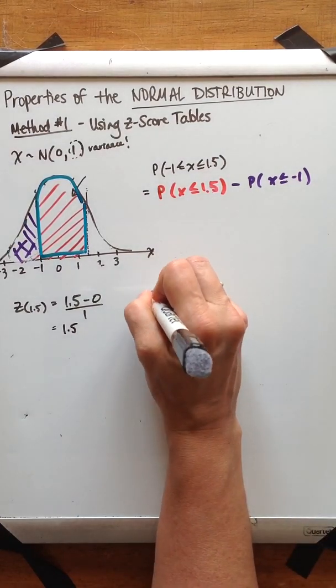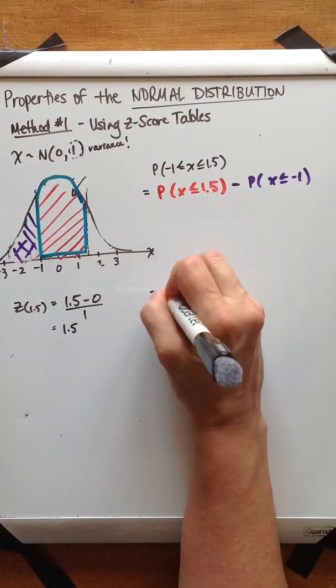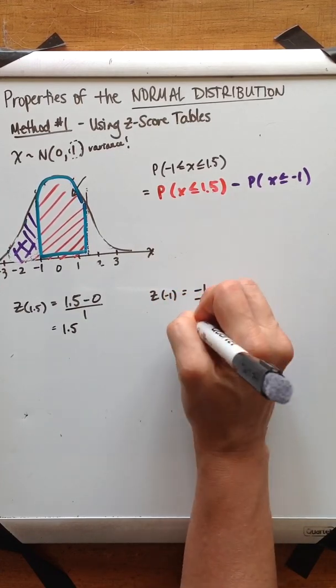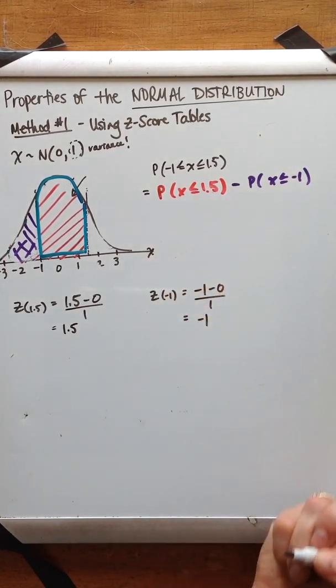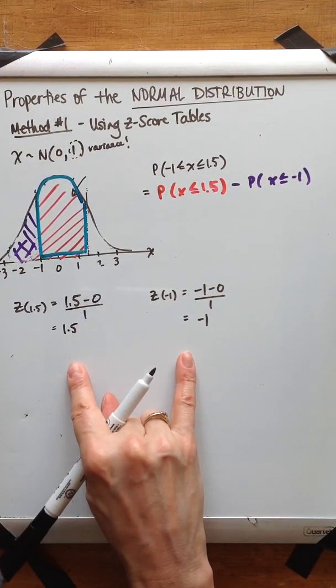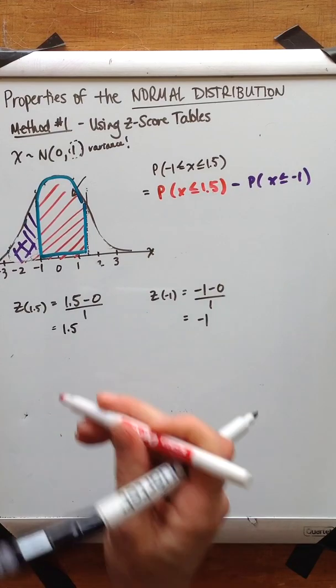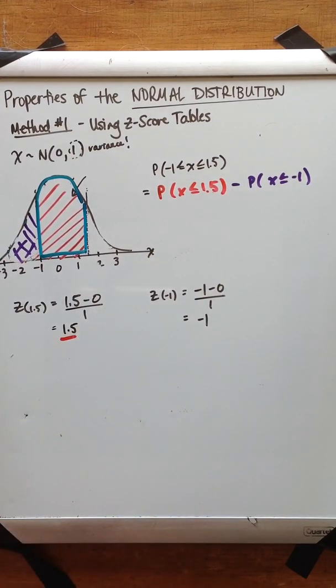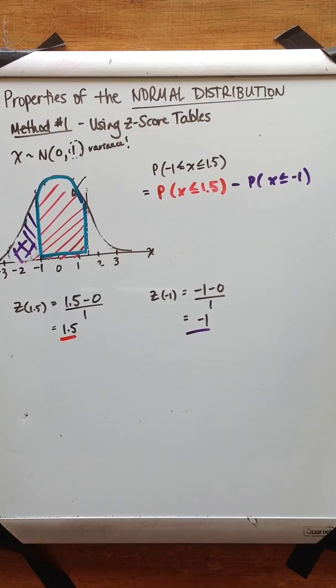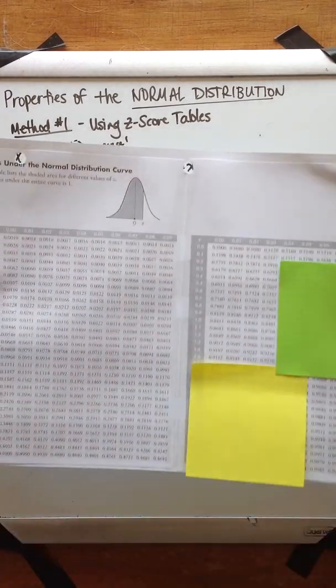Okay, our z-score when x is negative 1 is going to be negative 1 minus 0 over 1. And that comes out to negative 1. So we've got to convert both of these z-scores now into probabilities. Okay, red and purple. So let's go to the table to do that. Because one of those values is positive, one's negative, I'm going to be using both sides of the table. Let's do the 1.5 first.